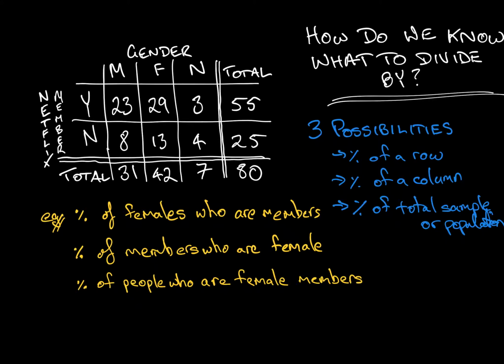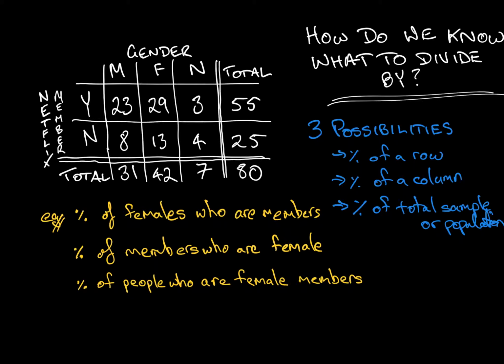So the kind of thing I want to look at in this video is how do we know what to divide by when we're trying to calculate a percentage or a probability from one of these two-way tables. Now it turns out that there are actually three types of possible questions that you might get, and these all come down to whether we're talking about a percentage of a row, a percentage of a column, or a percentage of the total sample population altogether.